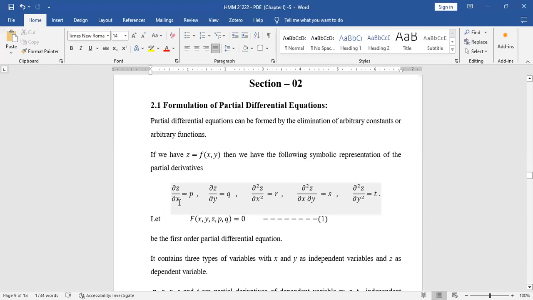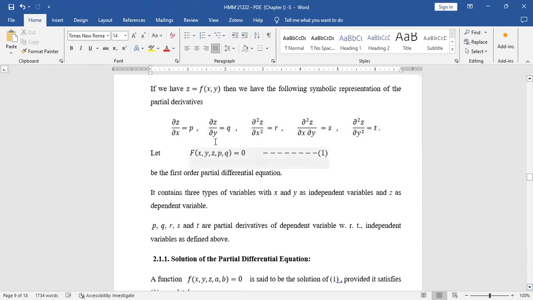the partial derivatives. Like, for example, if we take z as a function of x comma y, then we take ∂z/∂x equal to p. Every time you indicate p, which is equal to ∂z/∂x. So like q, and r is the second derivative of z, and the xy derivative will be s, and the y second derivative is t. Okay, so this is what we have analyzed last lecture as well.